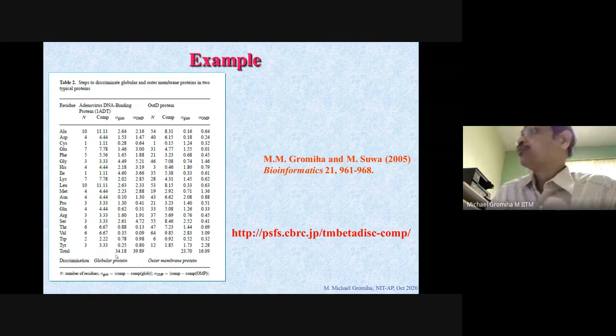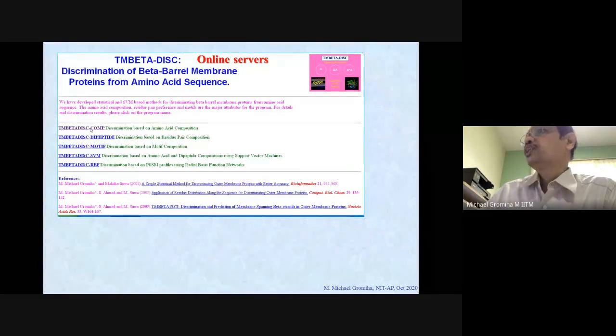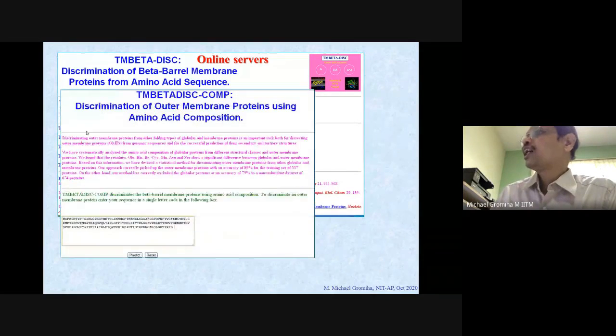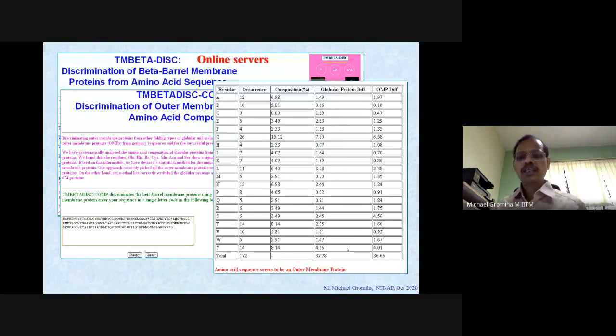Fine. And we have servers, so you can have different servers here to discriminate. If you click here and give a sequence, and then predict, here is your occurrence, this is your composition, this is a deviation, and here you can see it's very, very close, 37.7 and 36.66. But we classify this as a beta barrel protein, membrane protein, even though the deviation is very less. This is the application of these features to discriminate.